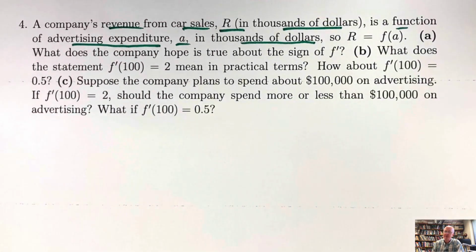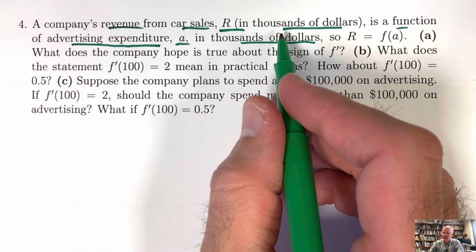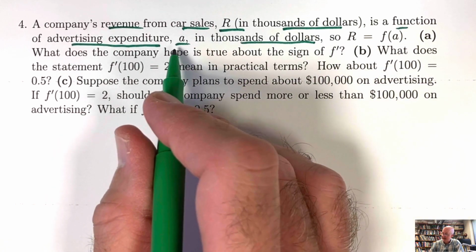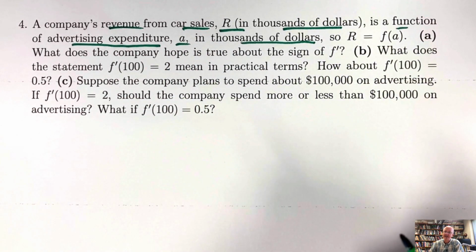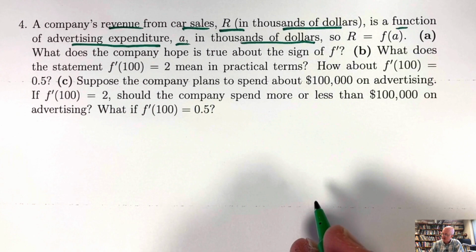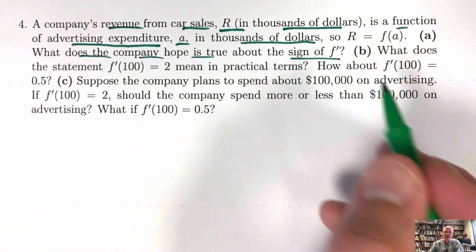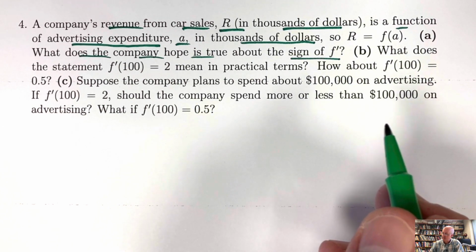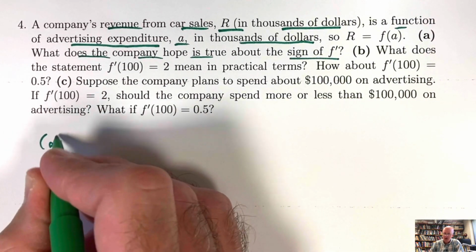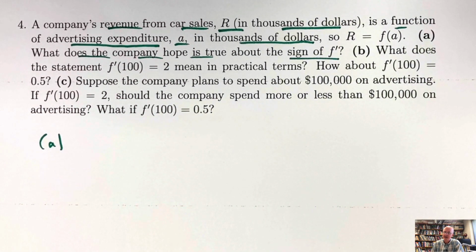When you interpret the derivative as a rate of change, it's going to be good to add the phrases like with R, thousands of dollars of revenue, and with A, thousands of dollars of advertising. That'll help us interpret it. Part A says, what does the company hope is true about the sign of the derivative, f prime of R? You would hope that as you spend money on advertising, certainly that derivative is positive, at a very minimum.